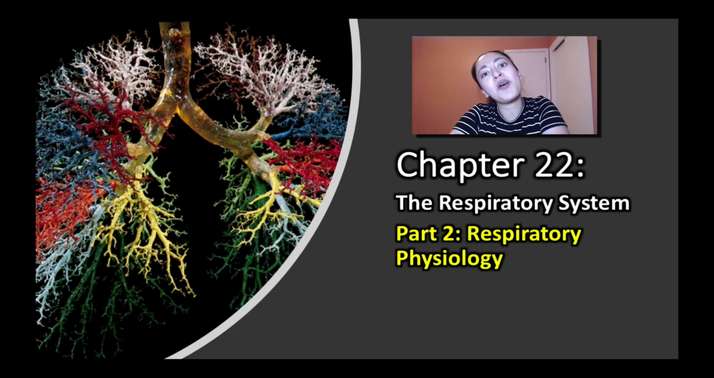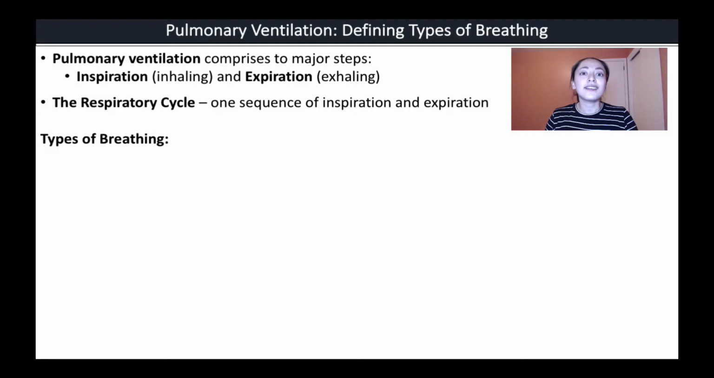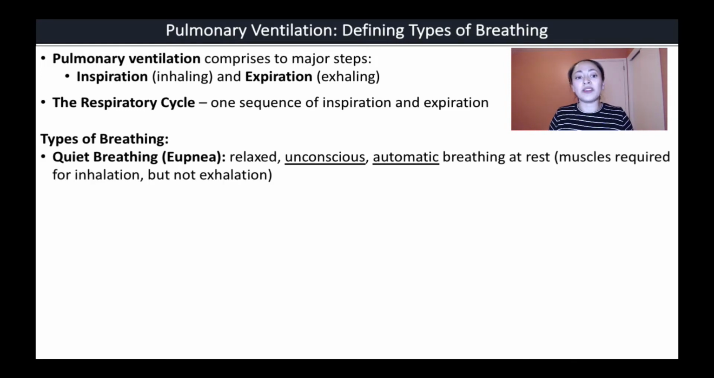In this video, we will be looking at part 2 of the respiratory system, and we'll be looking at respiratory physiology. Now let's look at the different types of breathing. The type of breathing that you're doing right now while you're sitting there watching this video is called quiet breathing or eupnea. This suffix, nea, means breathing or respiration. Eu means good or true. So you're doing something called good breathing right now.